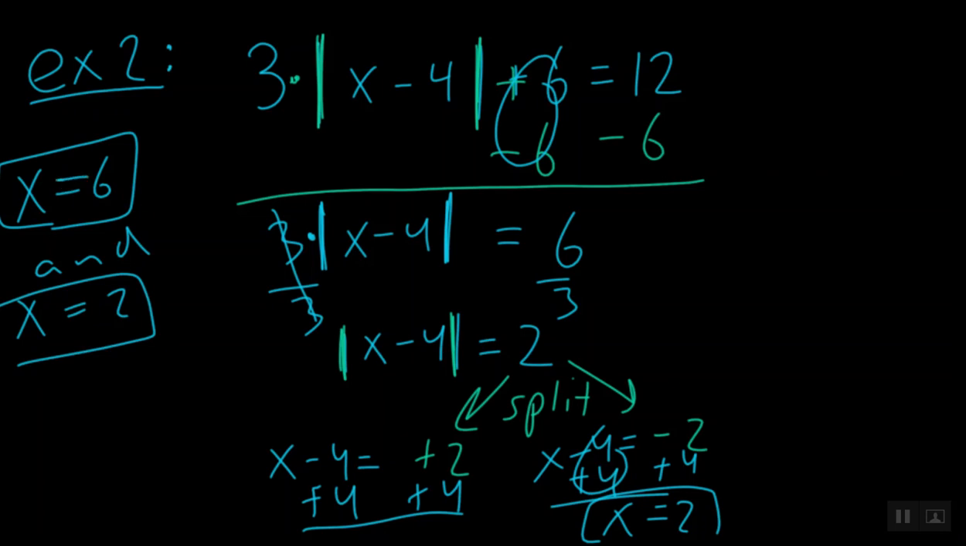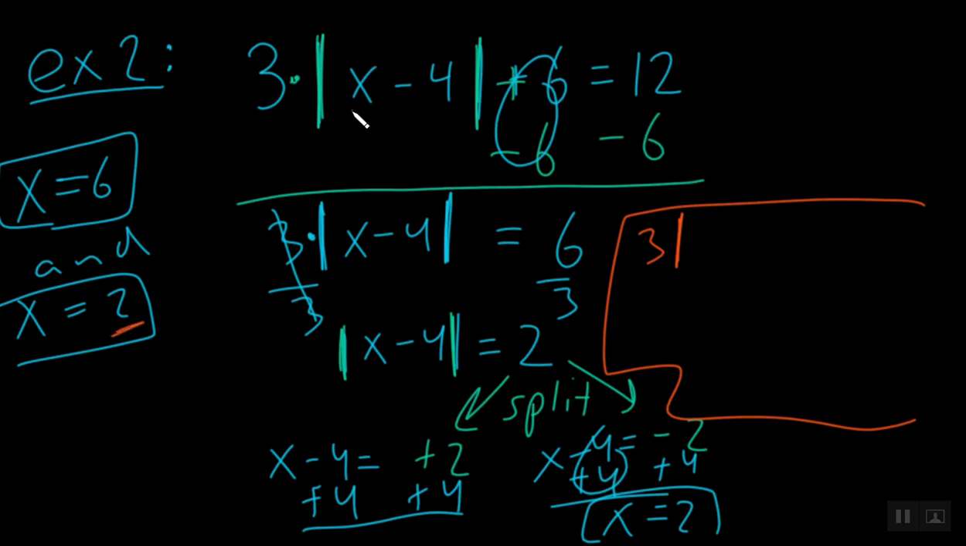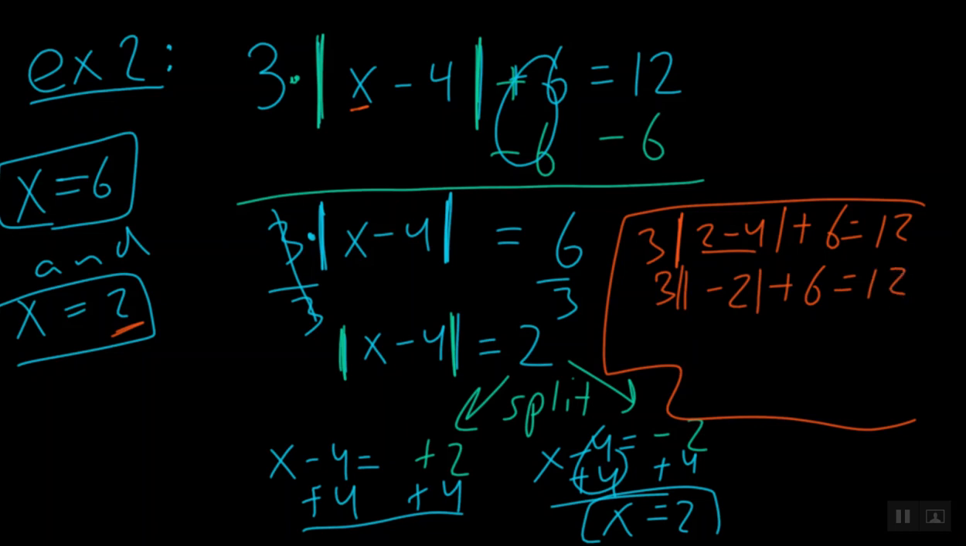Awesome. All right, we still have to test these. Let's do this super, uber, mega quick. And right here, we see, okay, what we have is 3 absolute value bar. Let's choose the 2. So in place of x, I'm going to put 2 minus 4, close absolute value, plus 6 equals 12. So I have 3 times the absolute value of 2 minus 4, which is negative 2, plus 6 equals 12. And I know that the absolute value of negative 2 is actually going to be positive 2.